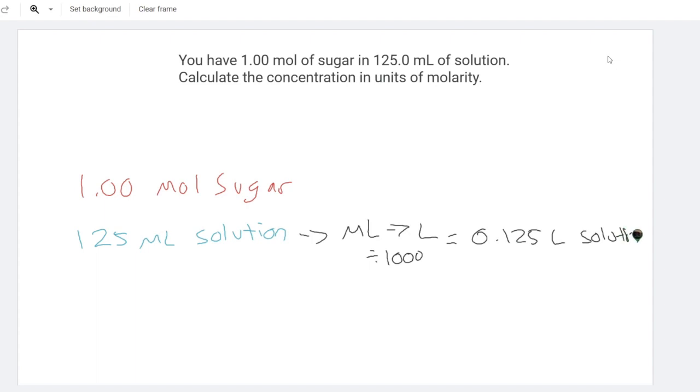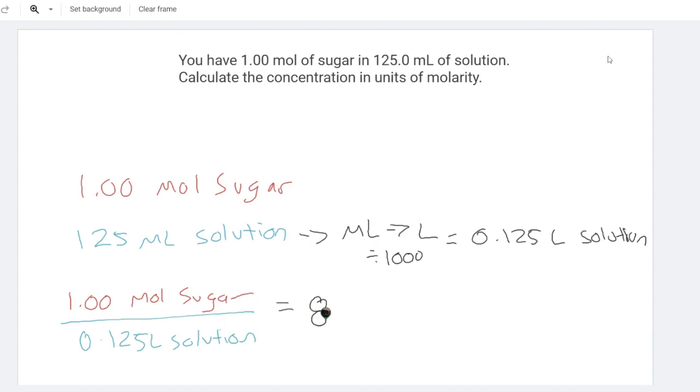Now, plugging this back into the equation with a proper denominator, we can see over here that we have 1.00 moles of sugar that is being placed over 0.125 liters of solution. And plugging this into our calculator, we should get an answer of about 8, and as we abbreviated earlier, molarity of the given sugar.